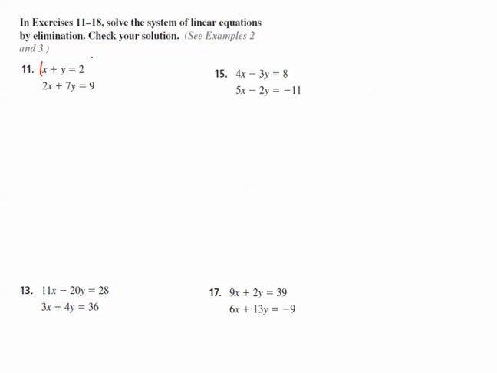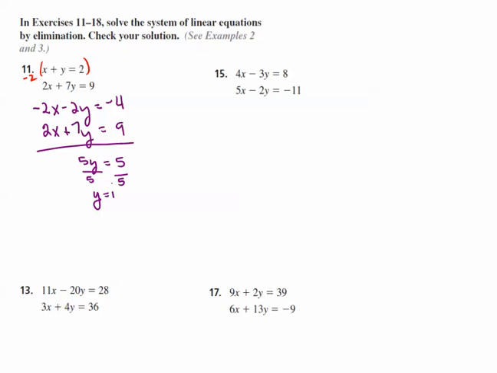So I'm going to multiply the first equation by negative 2, and that's going to help me to eliminate the, rather, the x's here. Multiplying, I get negative 2x minus 2y is equal to negative 4. Second equation, 2x plus 7y is equal to 9. Then 5y is equal to 5, divided by 5, y is equal to 1.